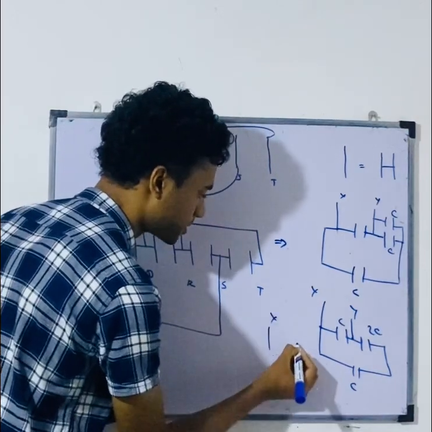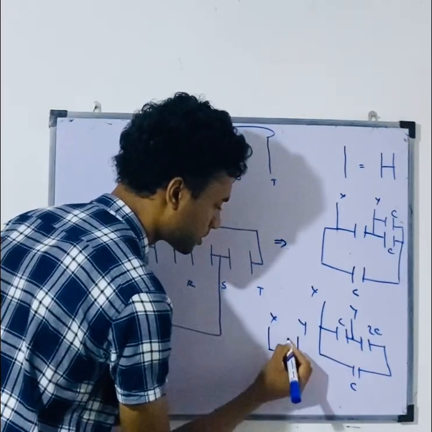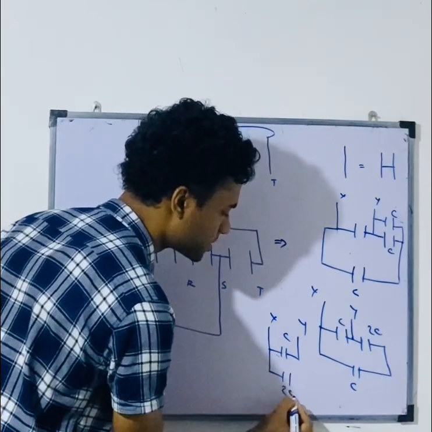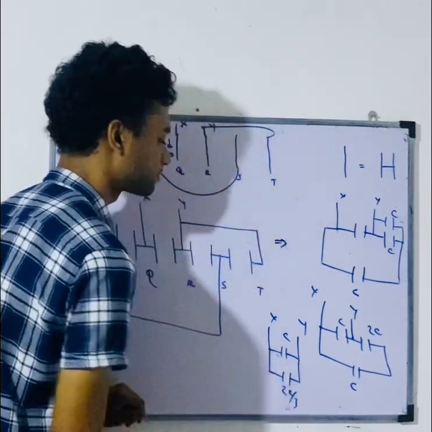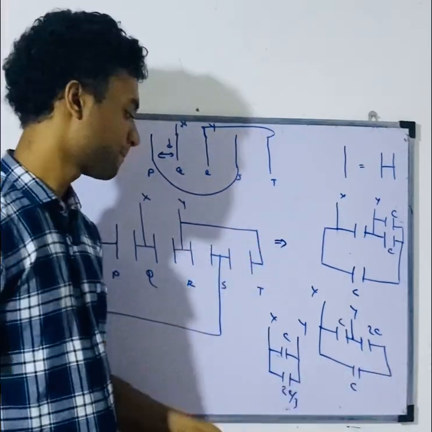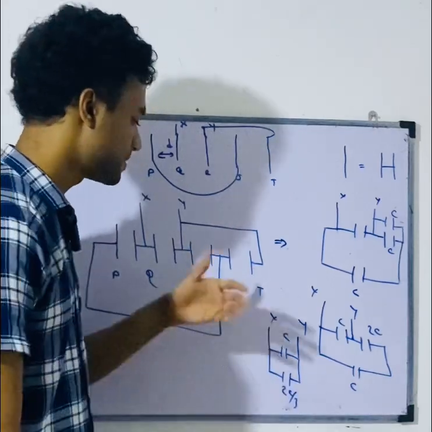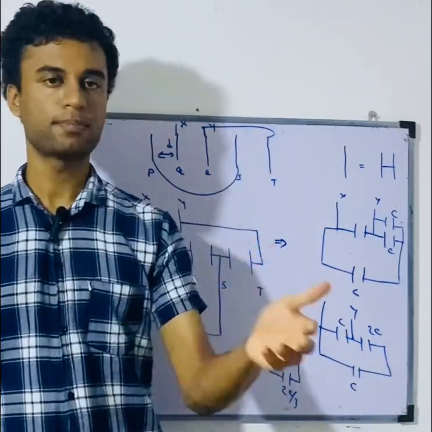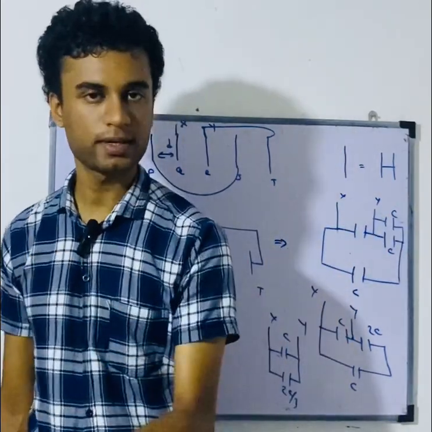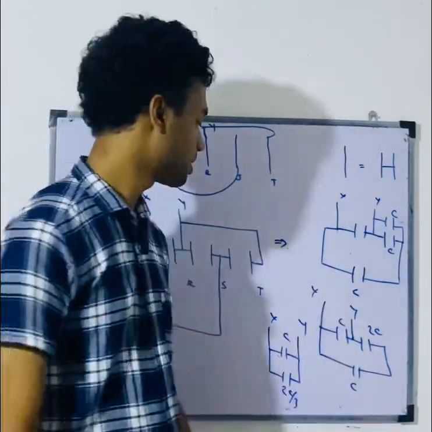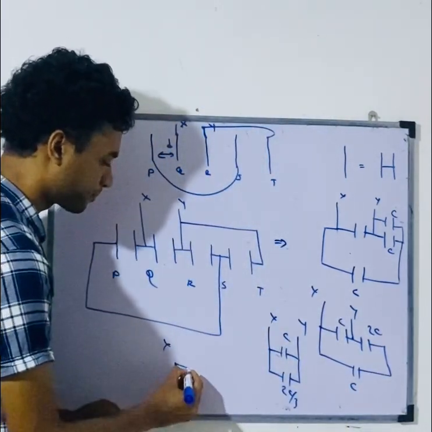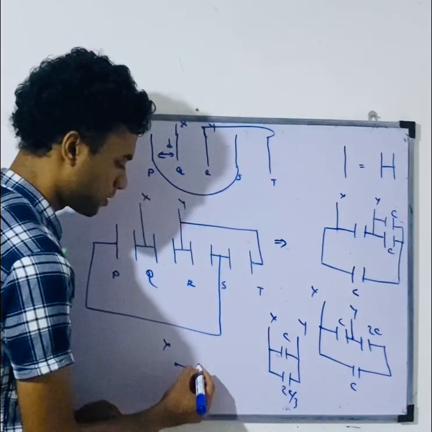Then I have X and Y here. C like this, and then I have 2C over 3. So C and 2C over 3, they are parallel to each other. Then the equivalent capacitance is going to be C plus 2C over 3. That means 3C over 3 plus 2C over 3. That means 5C over 3. So the equivalent capacitance between X and Y is eventually 5C over 3.